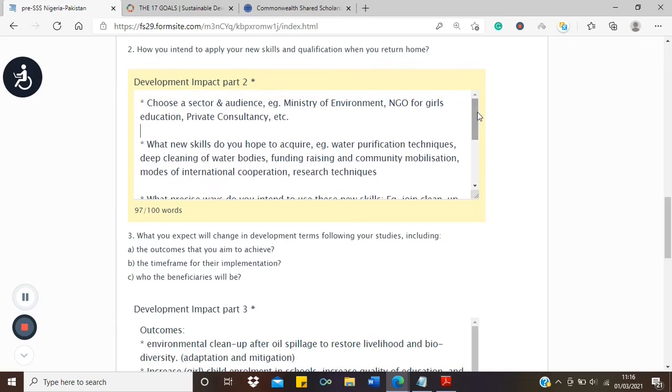So first, you're trying to find people you will work with, organizations and individuals. You also want to be clear about the skills you intend to acquire in these UK universities. And then, how you intend to use these skills. Clear ways how you intend to use these skills in your community.